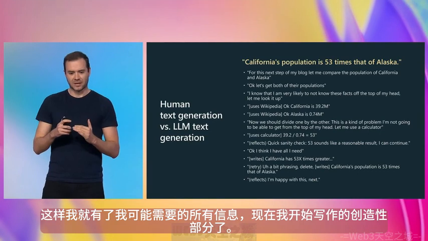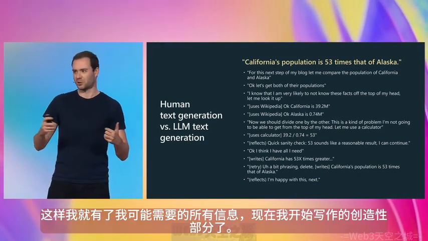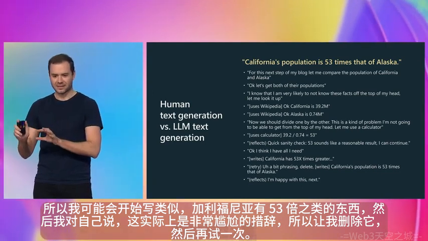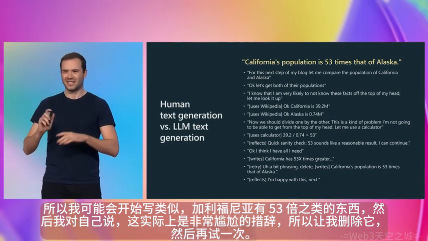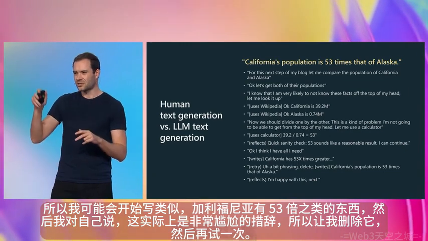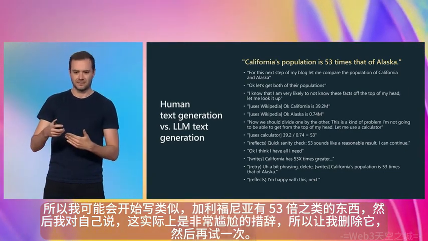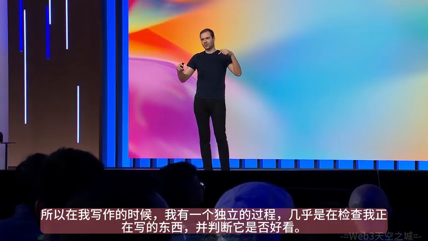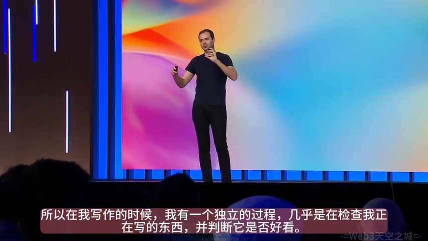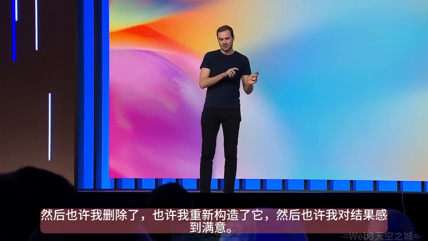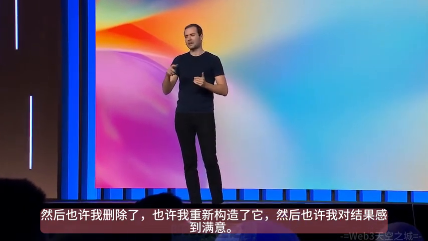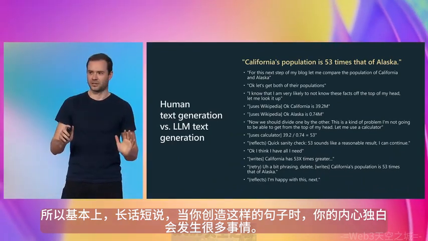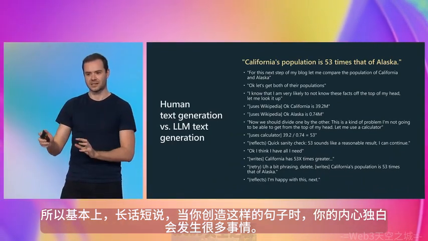So then I have all the information I might need, and now I get to the creative portion of writing. So I might start to write something like, California has 53x times greater, and then I think to myself, that's actually really awkward phrasing, so let me delete that, and let me try again. And as I'm writing, I have this separate process almost inspecting what I'm writing and judging whether it looks good or not. And then maybe I delete, and maybe I reframe it, and then maybe I'm happy with what comes out. So basically, long story short, a ton happens under the hood in terms of your internal monologue when you create sentences like this.